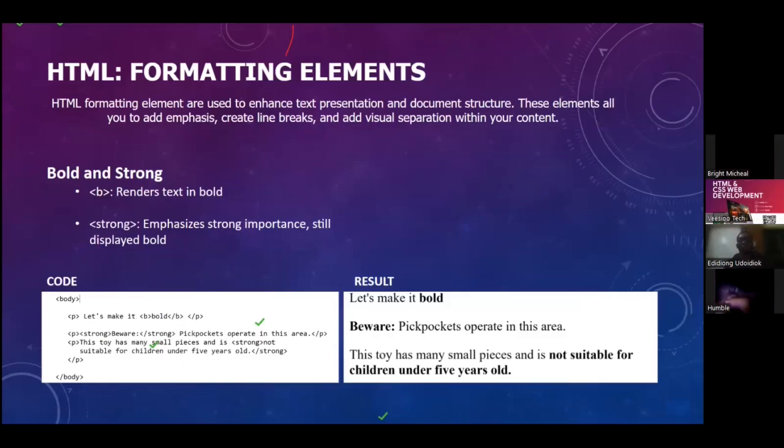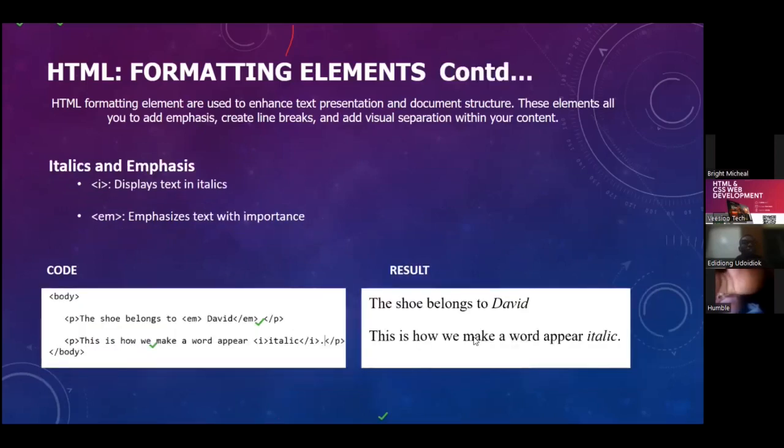It can just say the first one, "let's make it bold." But if you are using a screen reader and you are using strong text, it will emphasize it, like "let's make it bold." You understand? But the display here is the same. Okay. All right. So the next one, I talk about italics and emphasis.